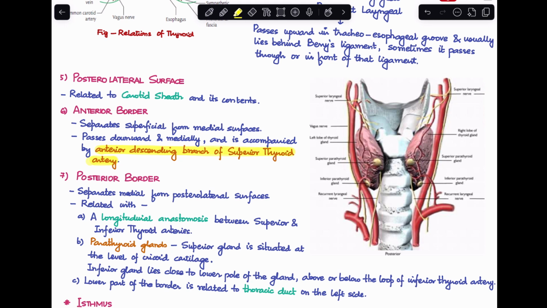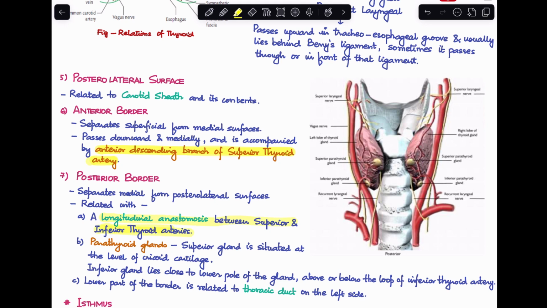That is the relation of the anterior border of the thyroid gland. Next is the posterior border. This border is separating the medial surface from the posterolateral surface. And this border has much more relations. The first one is it has a longitudinal anastomosis between the superior and the inferior thyroid arteries.